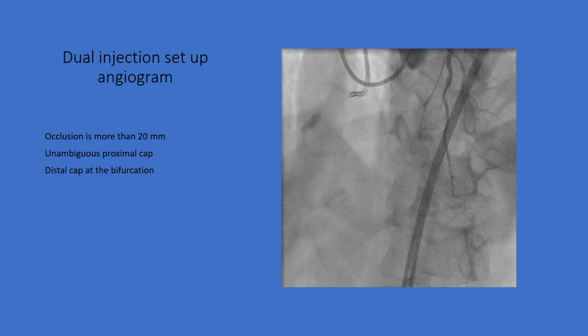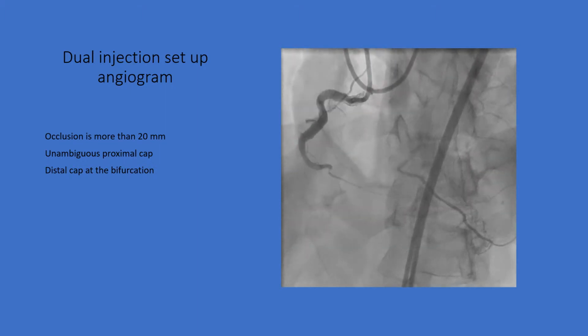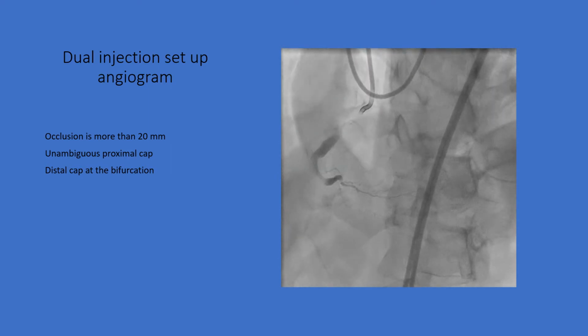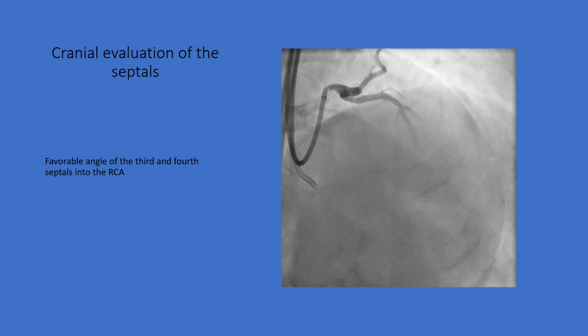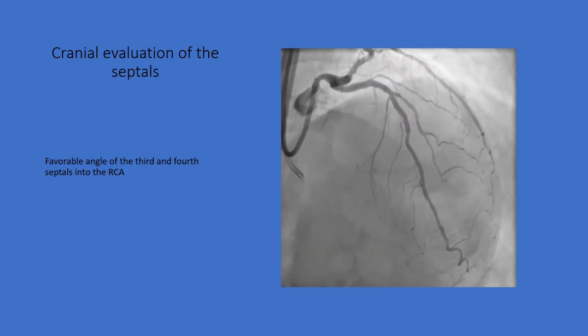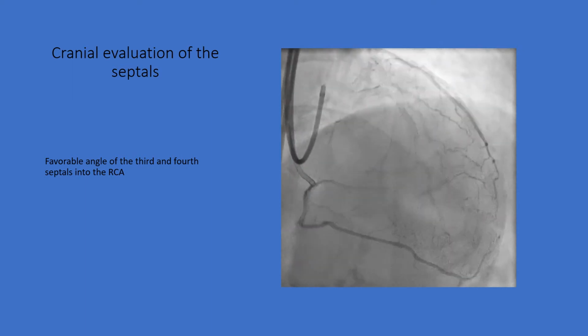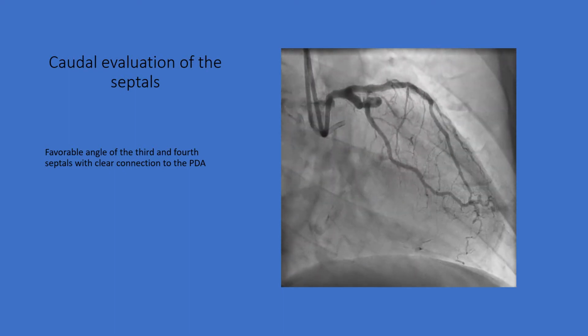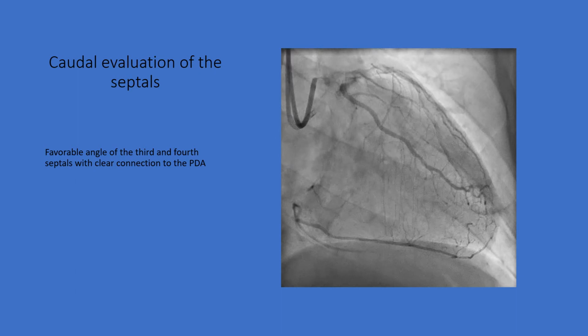This is our setup shot showing the occlusion to be more than 20 millimeters in length, with a proximal cap that's not ambiguous, but a distal cap that is at the bifurcation of the RCA and the PDA, making this a good retrograde case. This is our cranial shot showing the third and fourth septals in the mid to distal LAD to have favorable angles for entry and exit into the PDA, making this again a good retrograde case. And our caudal shot again shows favorable angles for the third and fourth septals to be used for retrograde access.